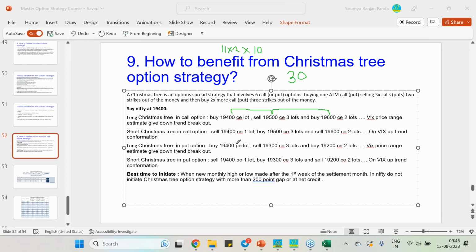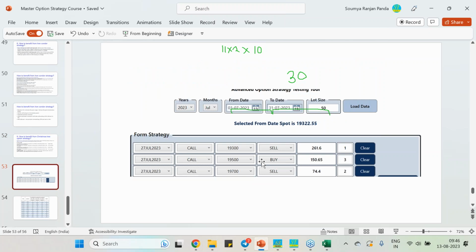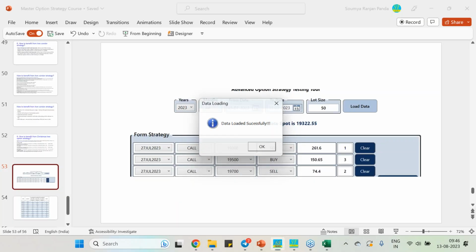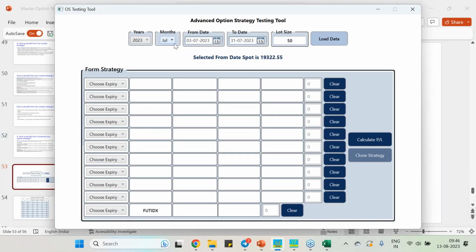I'll show you an example. Whatever example we have taken here, you can have a look at this part. Call options: we have bought certain call options here, and we sold certain call options. We have given a 200 point depth because VIX is around 10 to 11%, so we have put that kind of depth.